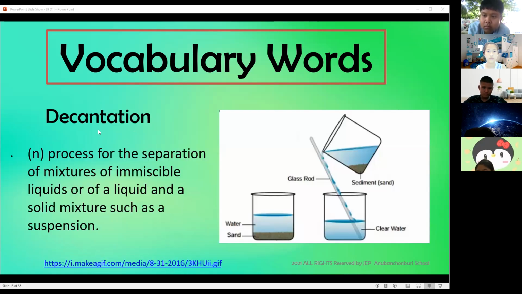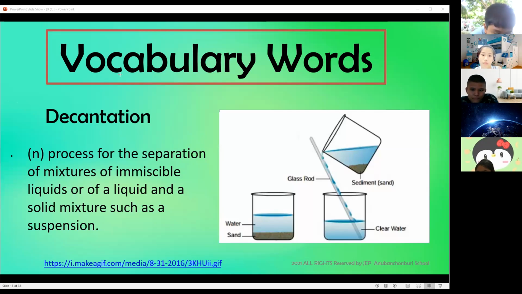The next word is decantation. Decantation is the process for the separation of mixtures of immiscible liquids or a liquid and a solid mixture such as a suspension. So here, the sand, if you are not going to stir the mixture, will settle at the bottom of the container. So that is decantation. Okay, that is decantation.